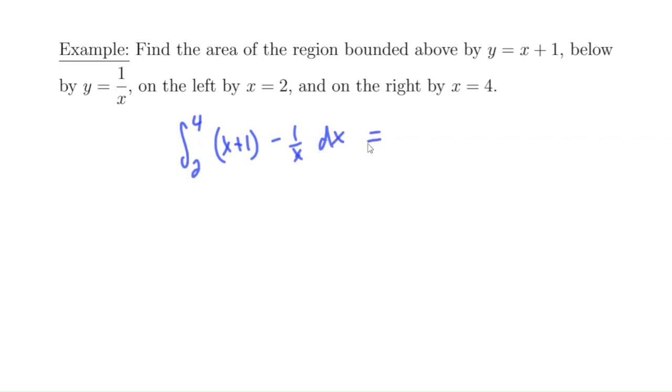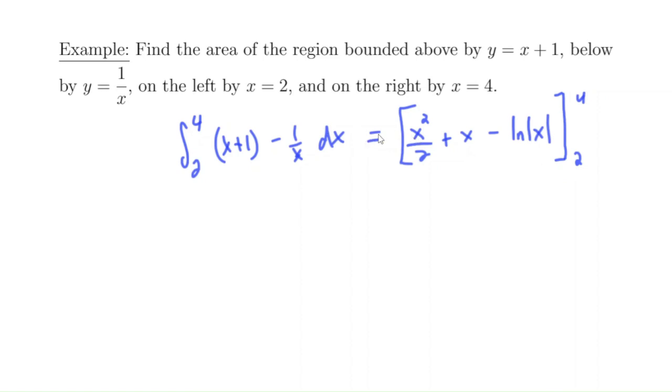Now, the integral is going to be, well, we first of all have x squared over 2, and then the integral of 1 is just x. And remember, the integral of 1 over x is natural log of x, or natural log of the absolute value of x. And we're going to evaluate this from 2 to 4. Okay, I'm going to put the whole thing in brackets here. But what this means is we're going to plug in 4 everywhere we see an x and then subtract what we get when we plug in 2.